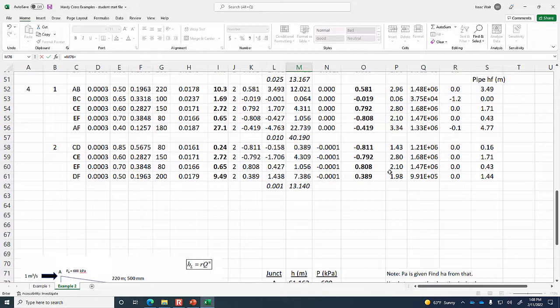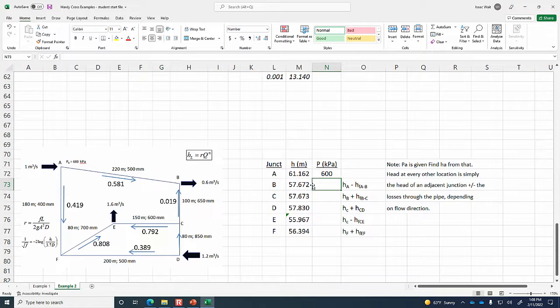All right. So then if we know the heads and want the pressure, pressure is the head times 9.81 kilonewtons per cubic meter. So then we've got the pressure at each of those junctions. And let's see if that matches up with what's on our large printout there. I think it does. Yeah.